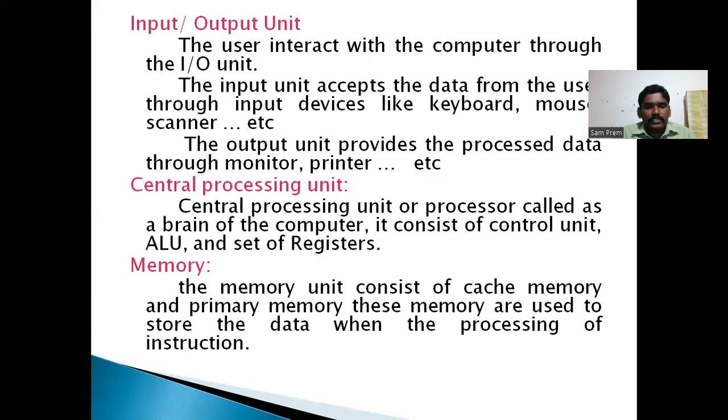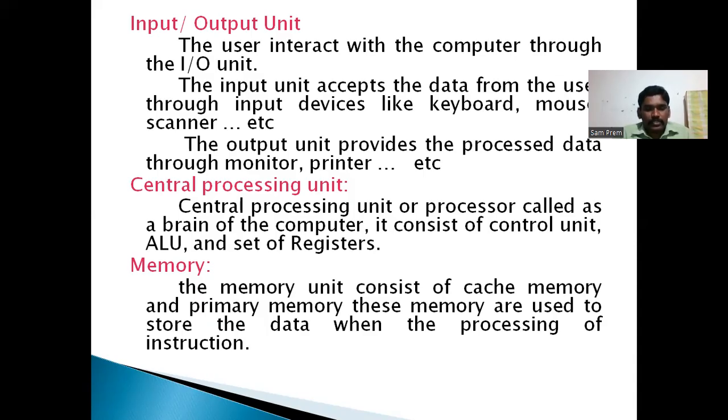Next one, central processing unit. The central processing unit is nothing but a processor. As already explained, it's the brain of the computer. It consists of a control unit, an arithmetic and logical unit, and a set of registers. So the CPU has three parts: the control unit, the arithmetic and logical unit, and the registers. We will see them one by one in the next slide.